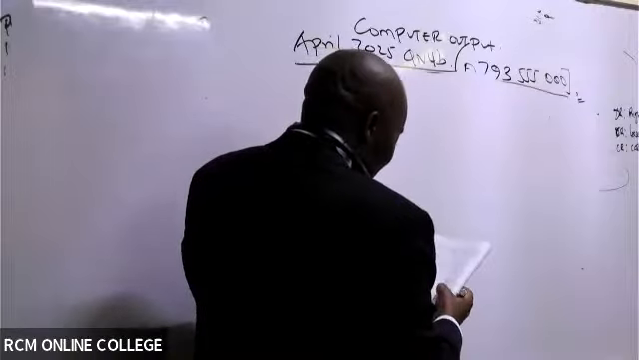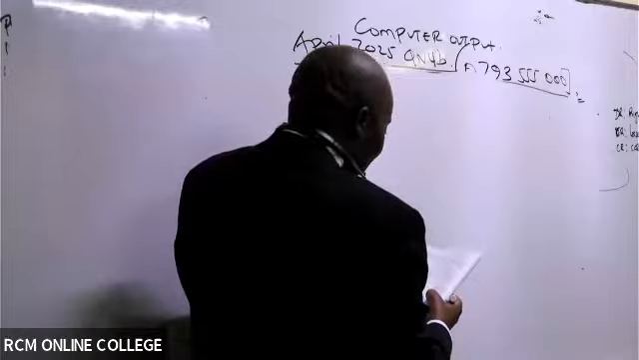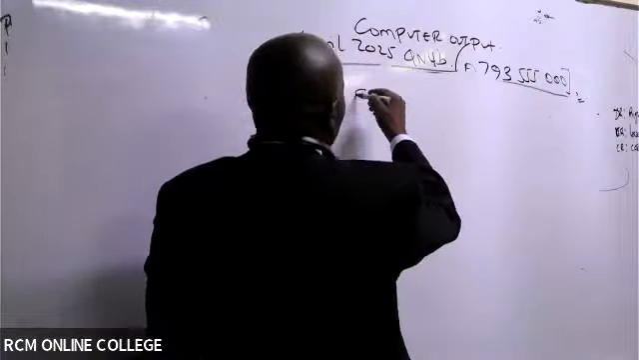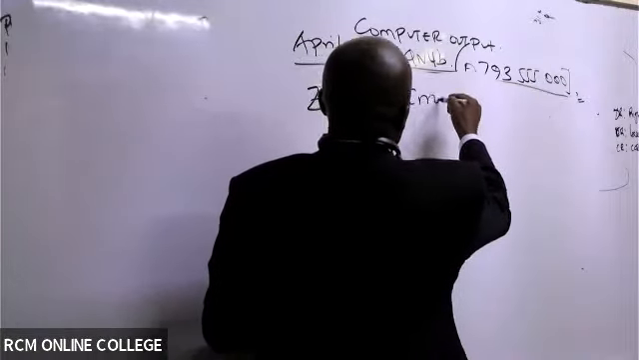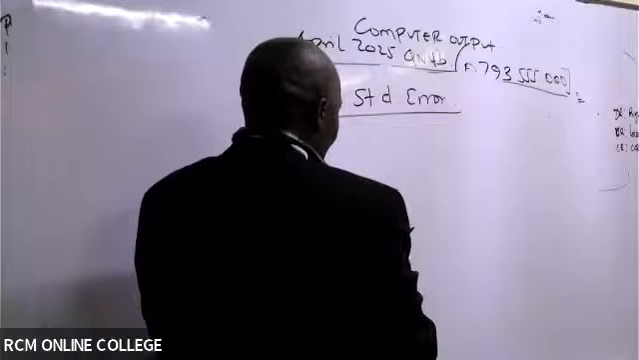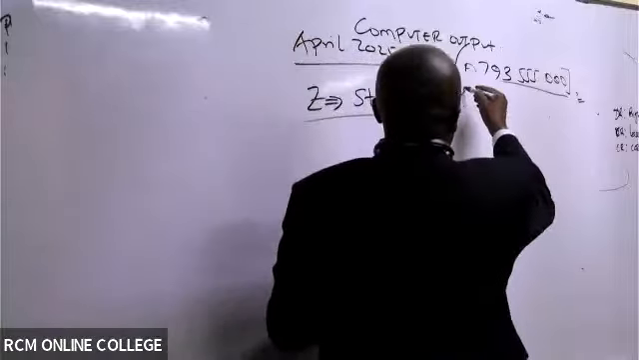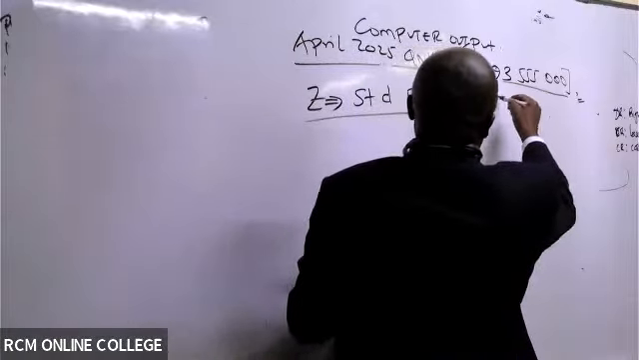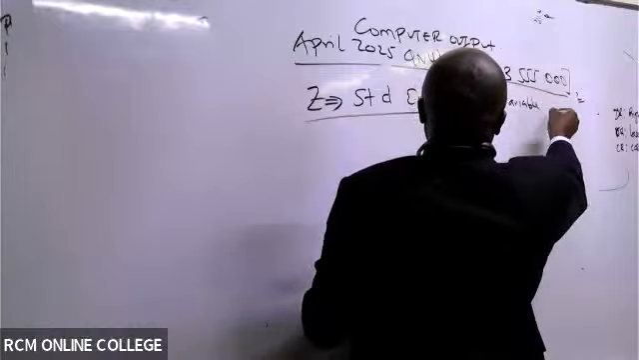Now, if you look at Z, Z is under what now here? Z is under the standard error. It's a standard error, a standard error for variable x1.